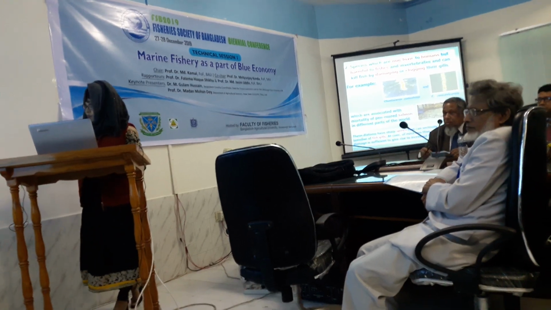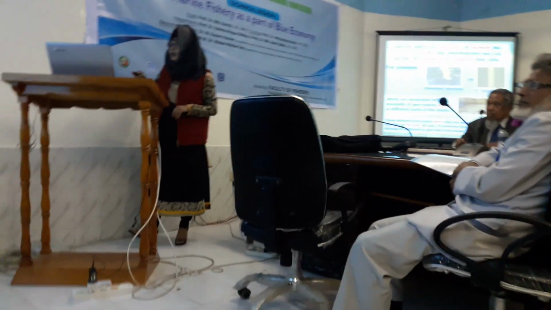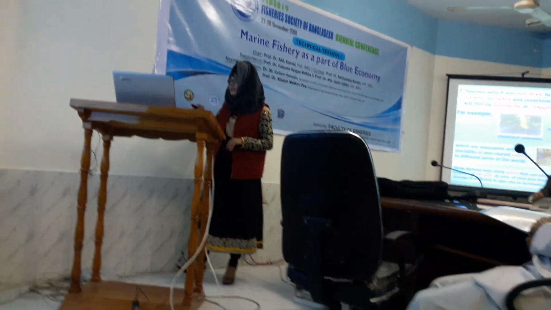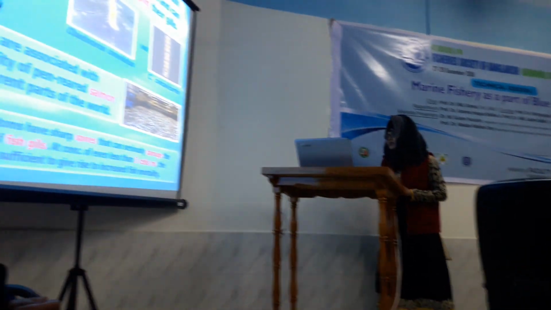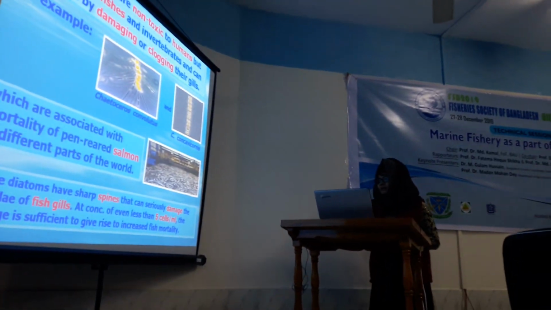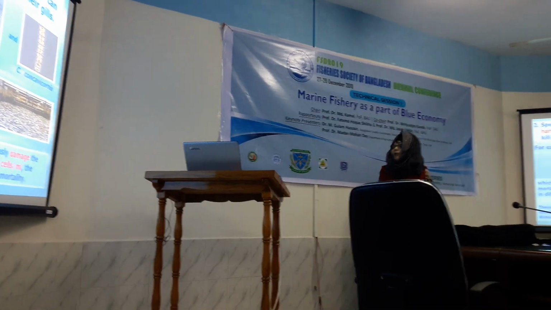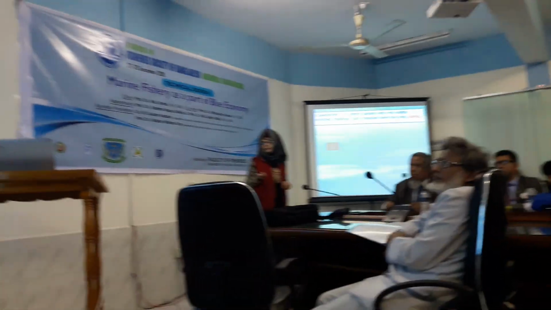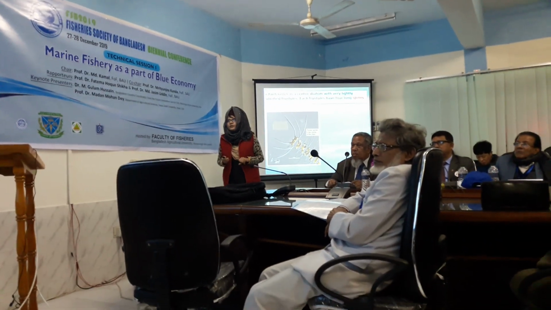These two species of diatom have sharp spines that can seriously damage the lamellae of fish gills at concentrations of even less than 5 cells per ml. The damage is sufficient to give rise to increased fish mortality. And Chaetoceros is a centric diatom with very lightly silicified frustules.